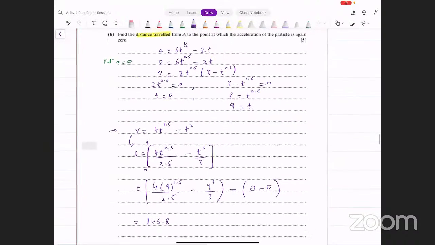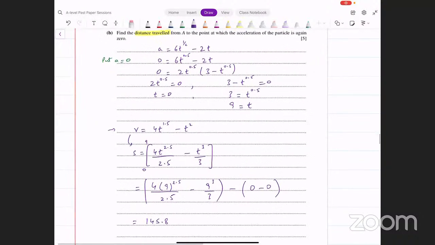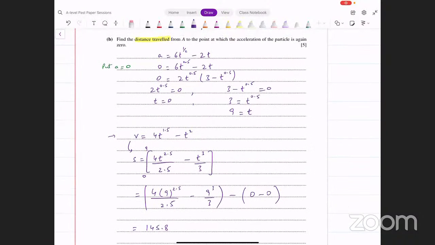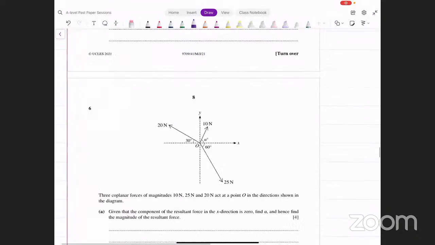Examiner report में लिखा हुआ था that a lot of candidates found this question to be challenging, but if your concepts are clear here, it wasn't really very difficult. ठीक है, so I hope that makes sense. Let's move on to the next one now. अच्छा, अब next try करते हैं.